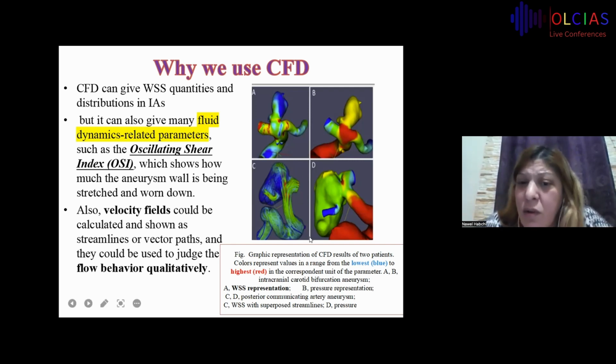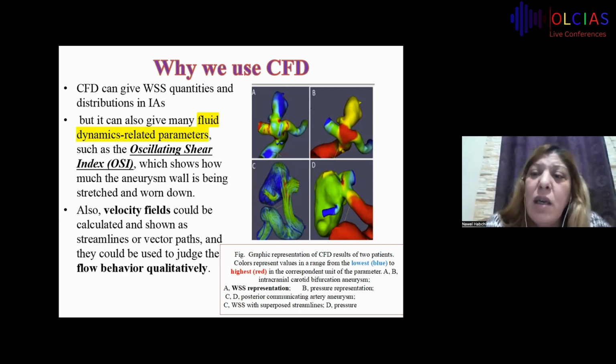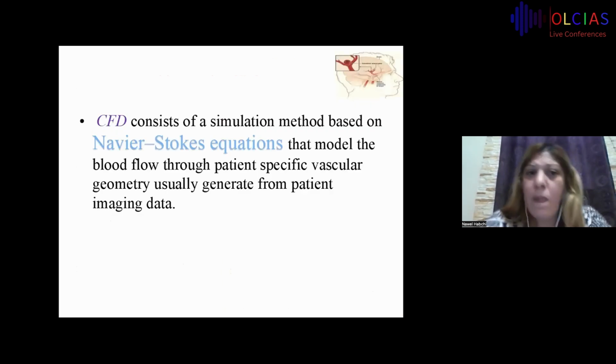This is the graphic representation of CFD. And look here, this is the aneurysm. The aneurysm is located at a bifurcation. The colors here represent the values in the range from the lowest, presented by blue, to the highest, presented by red. As I said, this CFD gives you some information about fluid dynamic related parameters.